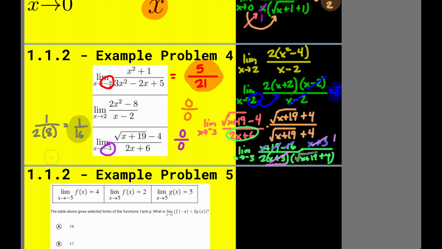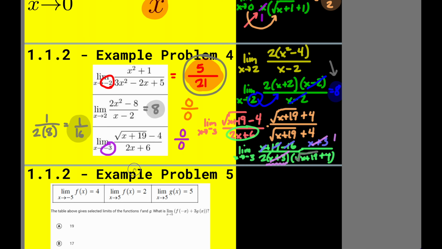Sorry, things got a little crammed there, but hopefully you can see the answers for all of these. This one was 8. I wrote it right here. And then the other one is right here for that answer. Okay, onward to number 5.